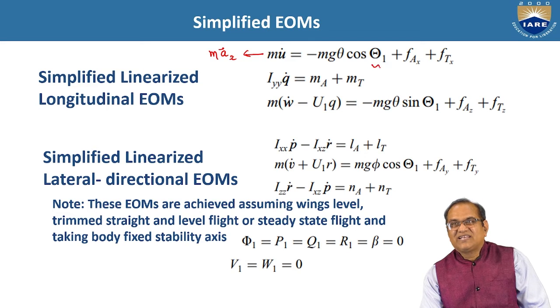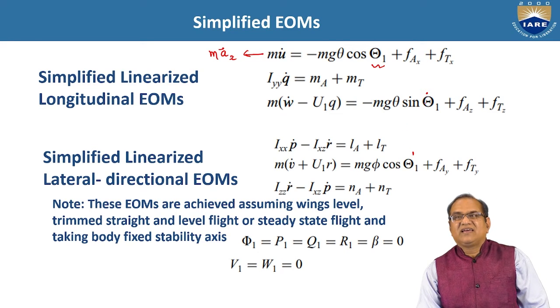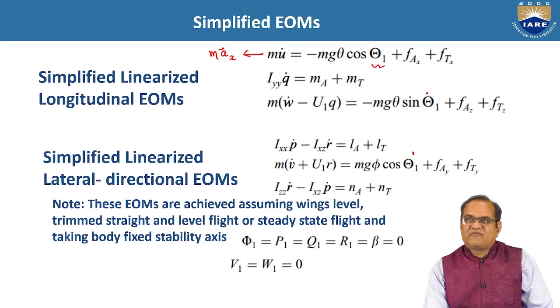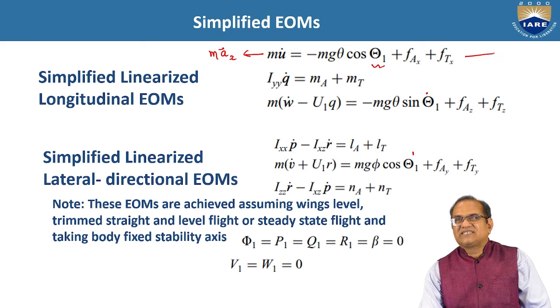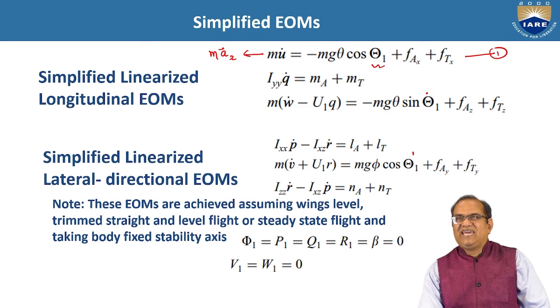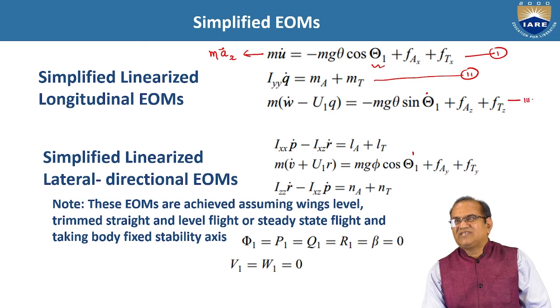This theta 1 is what? Steady state condition. Wherever a subscript 1 is there, it indicates a pitch angle with a steady state condition. So this is the first equation here: u dot is equal to minus mg theta cos theta 1 plus FAX plus FTX. This is the first equation, the second equation, and this is the third equation.